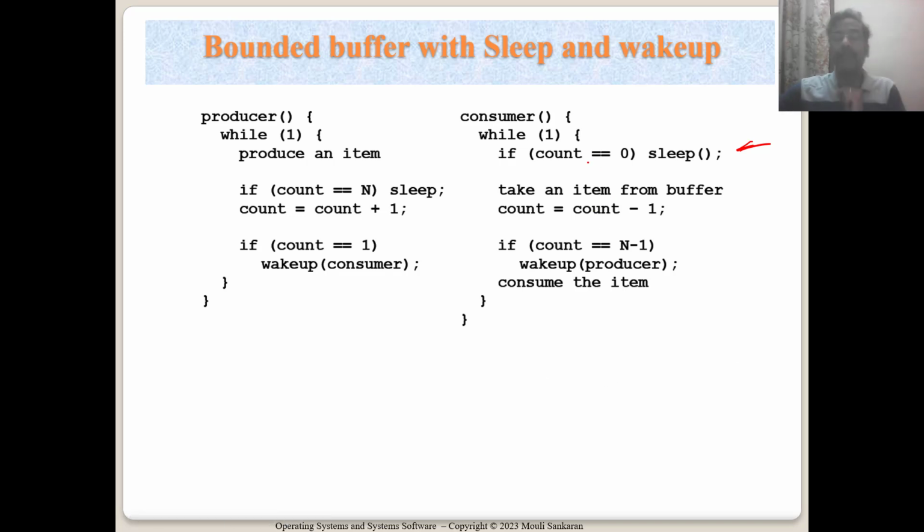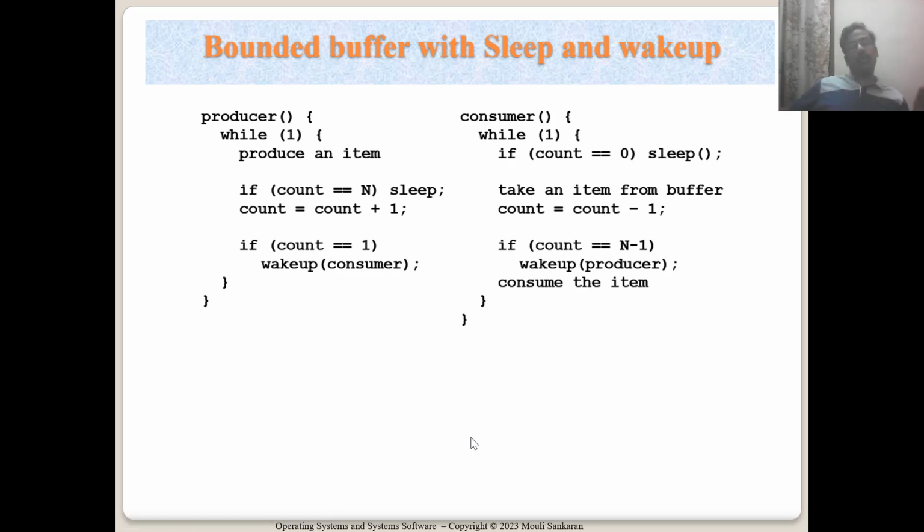Now similarly, when the consumer consumes one data and the count has become n-1, that means prior to my consumption, it was n. That means it was full. If it was full, maybe the producer could have checked it, found that it is n, and gone to sleep. So in anticipation that maybe the producer is sleeping, you wake it up. Okay, this job of waking up is nothing but synchronization, and a semaphore will be used for this purpose.